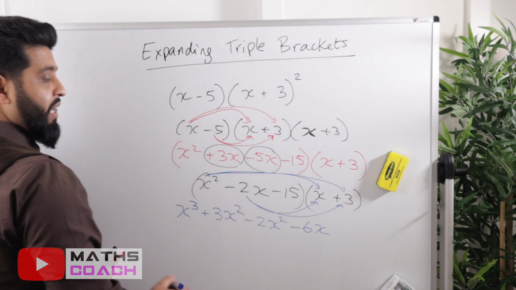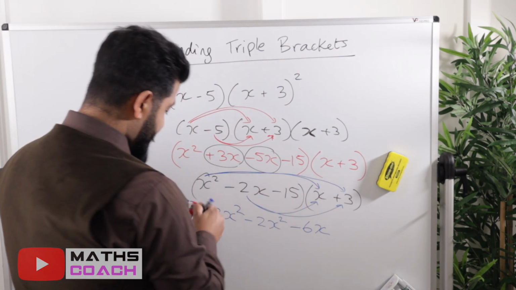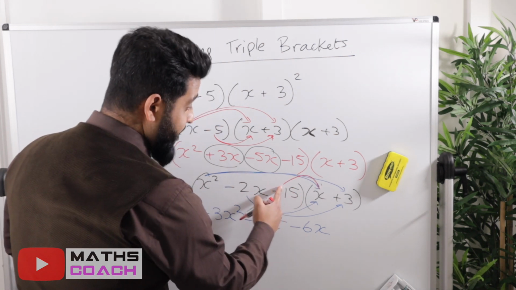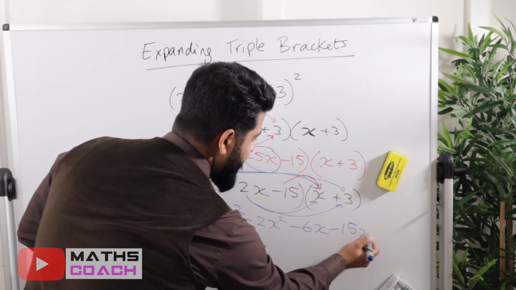6x. Finally, we are just left with the minus 15 here to multiply with those two. And I'll do that with another color because it's getting quite messy in here. So minus 15 times x is minus 15x.